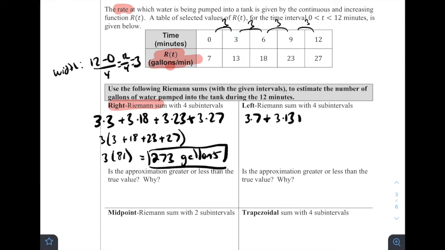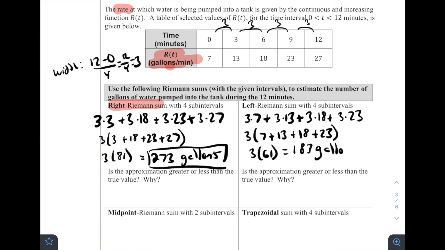So 3 times 13. For the third rectangle, going from 6 to 9, we're going to use the left side. So the height of the function is 18 when t equals 6. So 3 times 18. And then going from 9 to 12, we're going to use the left side again. The height of the function is 23 when t equals 9. So 3 times 23. So if I factor that 3 out, that's 3 times (7 plus 13 plus 18 plus 23). Altogether, that's going to be 3 times 61, which is going to be 183 gallons. So one estimate is 183 gallons were pumped out.